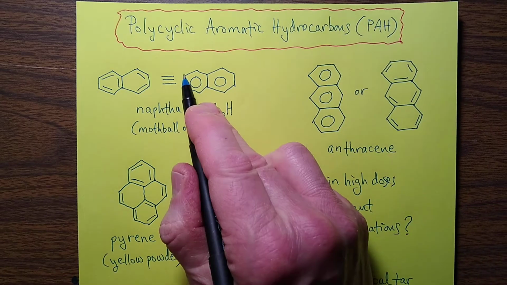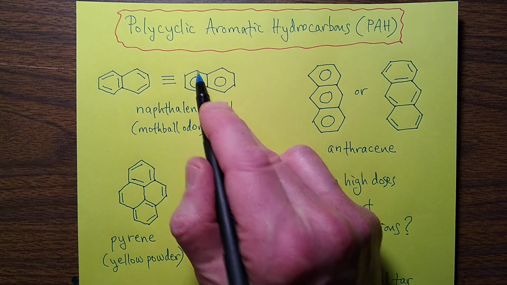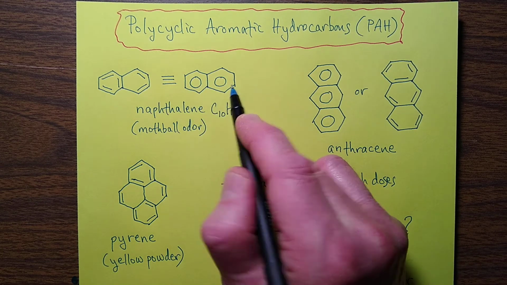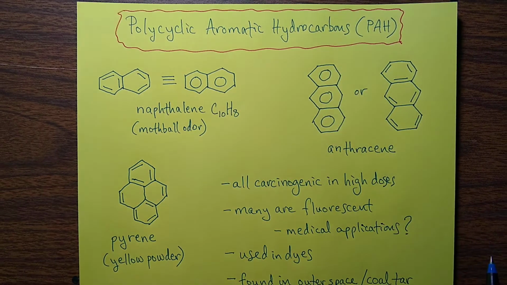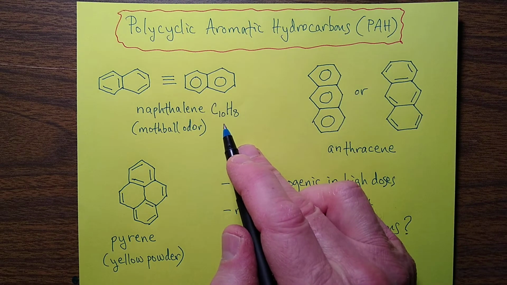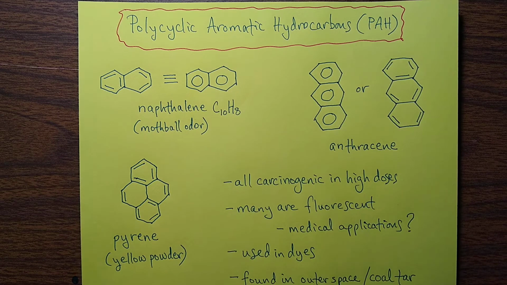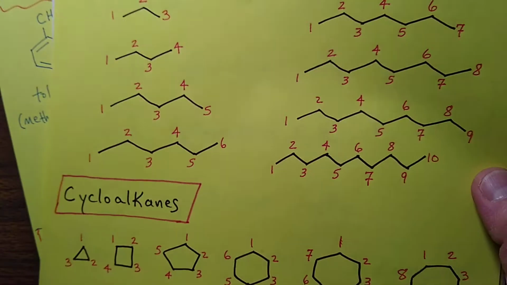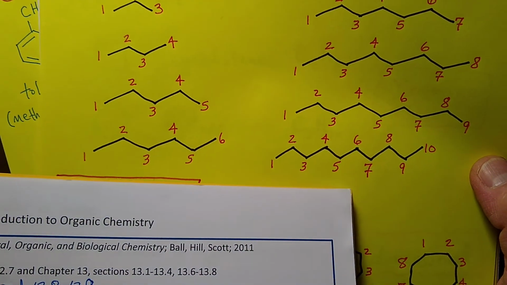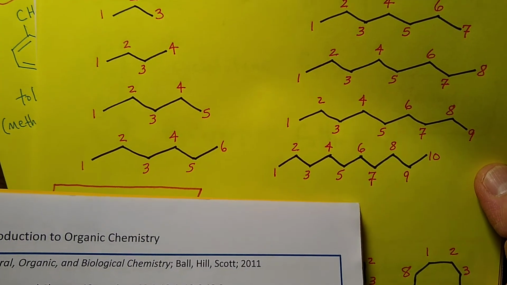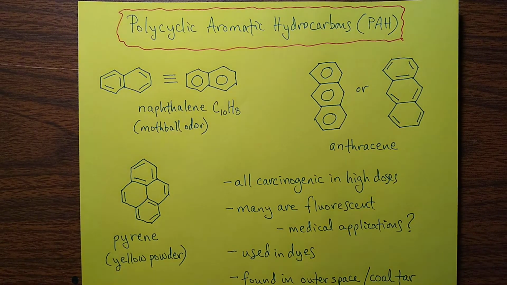H, 1, 2, 3, 4, 5, 6, 7, 8. C10H8. It's very unsaturated. The saturated straight chain hydrocarbon, if you go back a couple of videos ago, you saw that the saturated hydrocarbon with 10 carbons, this one here, was C10H22. So that's saturated.